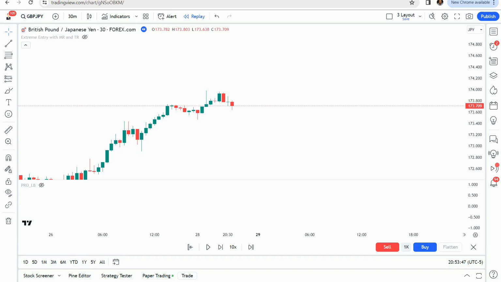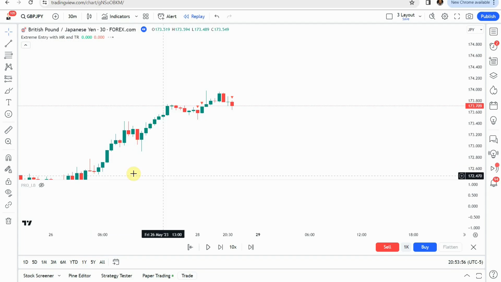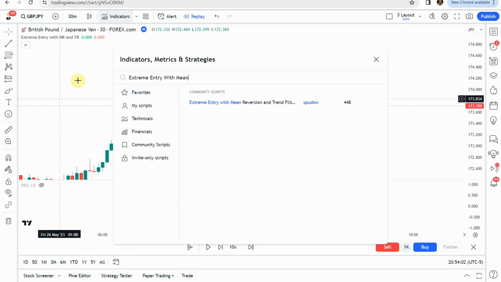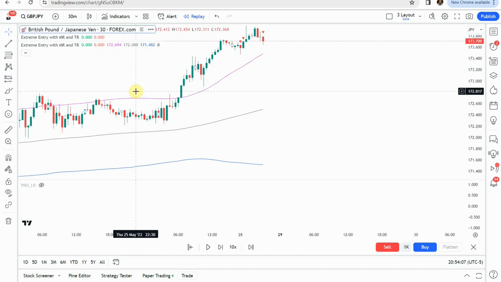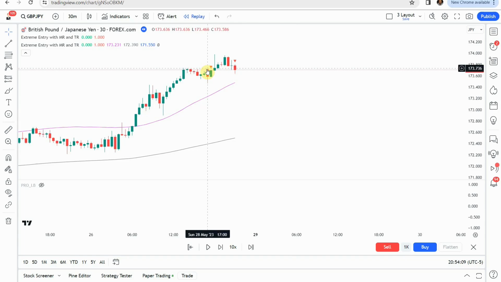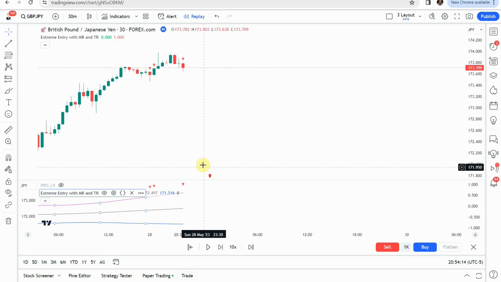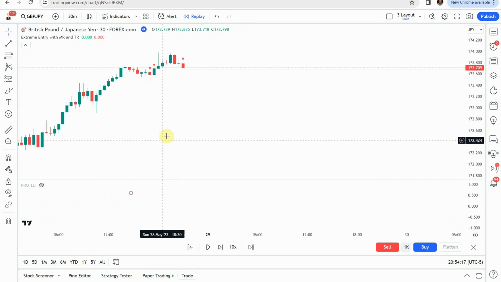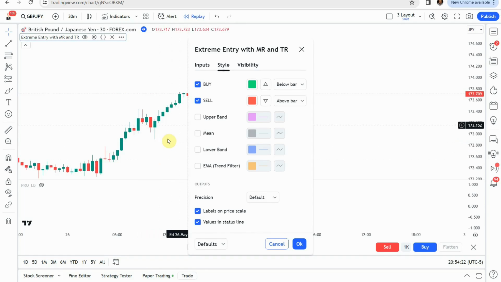The first indicator that you will want to add to the screen is going to be the extreme entries with mean reversion, this one right here. And so you'll add that to the screen and it will look kind of similar to this here. What I'll do is just go ahead and add it one time here, and it will look like this right here, just a few different lines, and then you have these red arrows and you'll also have green arrows like this right here. What we are going to do is we are going to go in and modify some of the settings on this to make it look like I have here on screen.